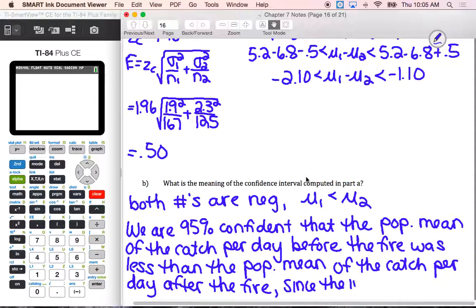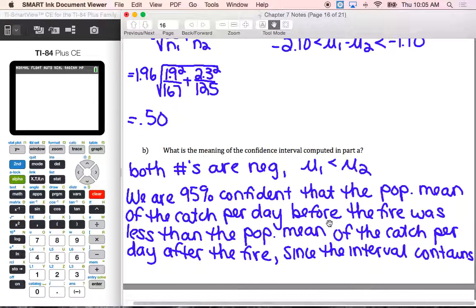Since the interval contains negative numbers. So again, going through these, if you have two negatives, you're saying the first group has a smaller population mean than the second group.